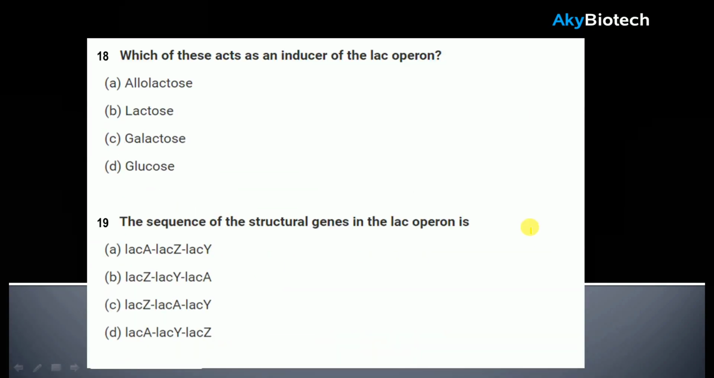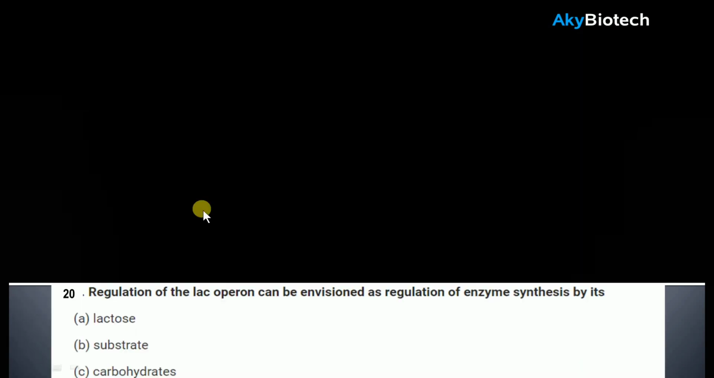Number 18, which of these acts as inducer of the Lac Operon? The correct one is allolactose. Number 19, the sequence of the structural genes in the Lac Operon is, the correct one, we know this, Lac Z, Y and A. All these questions are very important. Number 18, number 19, all these questions have been asked many of the times in the examination.